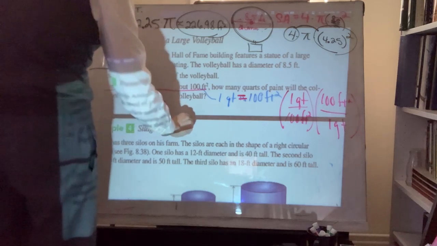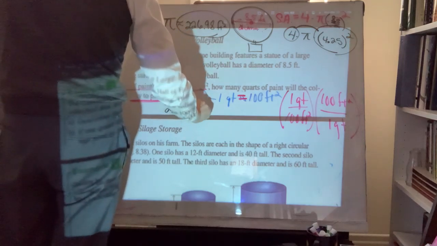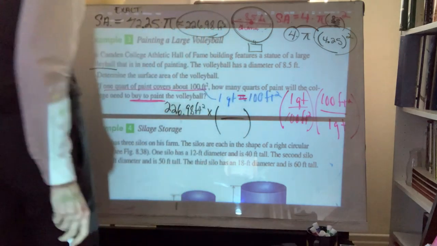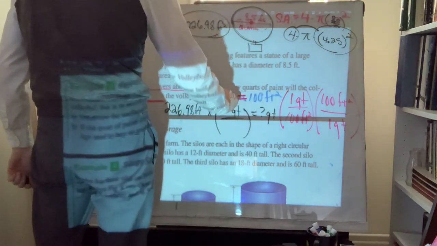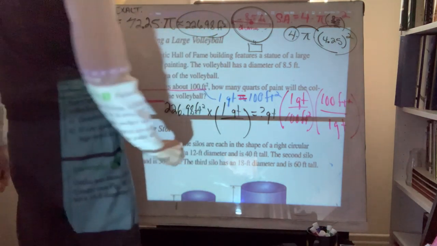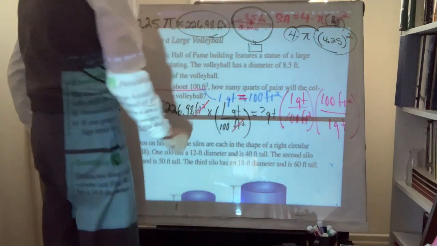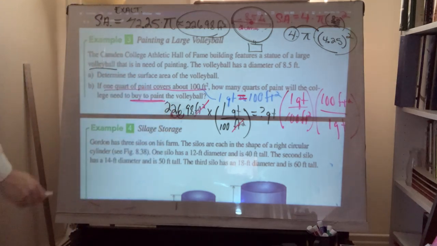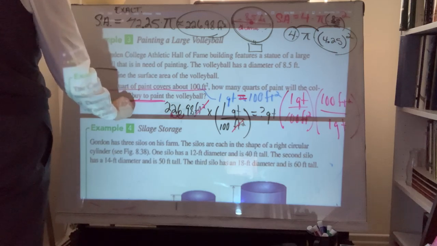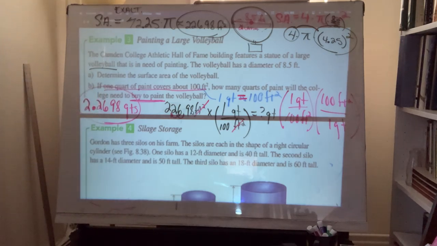Taking the figure that we have here, 226.98 feet squared times the appropriate conversion factor will spit out a number of quarts. If quarts is what we want, then quarts has to be above the line, and therefore it would be 1, because it's 1 quart. And 100 would have to be below the line, so that would be 100 feet squared. If you purposely rig it this way, there's going to be a cancellation effect by design. Feet squared would be canceled by feet squared here. And if you divide by 100, the decimal point would simply move over two places, which means that you would have 2.2698 quarts. That would be the more precise answer. It wouldn't be exact, because it was rounded to begin with.